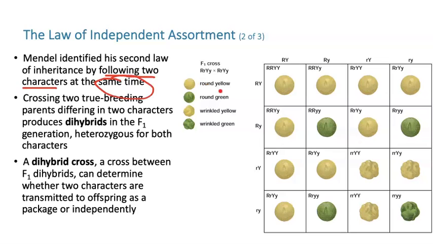So in this case, we're looking at color, right? The color is yellow or the color is green, but we're also looking at shape. So we can see that some of them are round, like there's round and there's round and there's round. But we also can see that some of them are wrinkled, and you see those very wrinkly ones right here. And I'm just going to write "wrink" for wrinkled, because it's kind of hard writing on my little trackpad. So we're following these two traits at the same time.